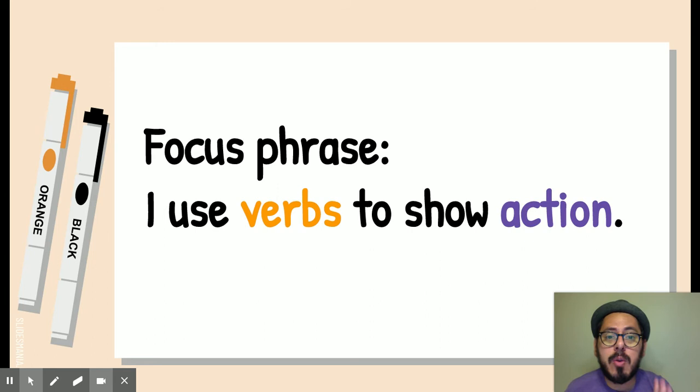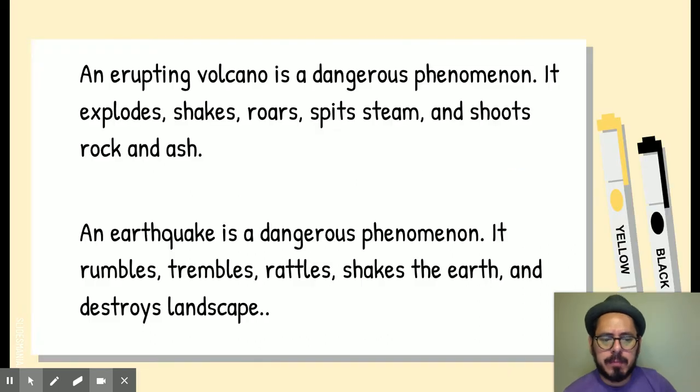I just want you to remember the focus phrase. This time we're talking about verbs. I use verbs to show action. We want to see action in the verbs in these sentences that we're writing. So let's see what we wrote before. We said that an erupting volcano is a dangerous phenomenon, and we use these beautiful action verbs: explodes, shakes, roars, spits steam, and shoots rock and ash.